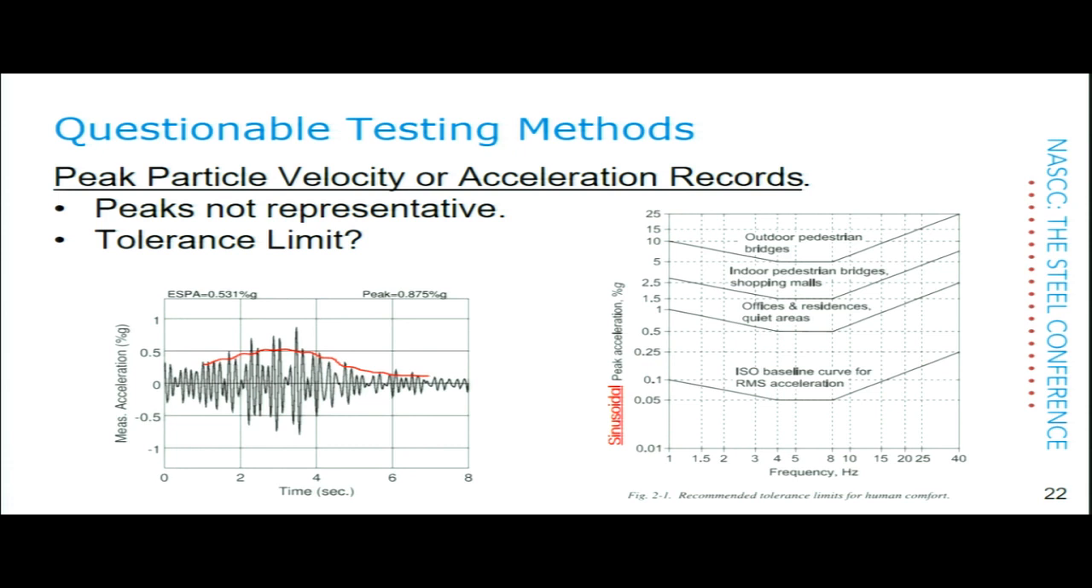And as you see on the right there, we have the tolerance limits from Design Guide 11, Chapter 2. And those are sinusoidal peak accelerations. Those are not just the peak or zero to peak, or there's various other names for it, or the PPA. It's not that. It's the sinusoidal peak. So that's why we want to use something other than these PPA or PPV records.